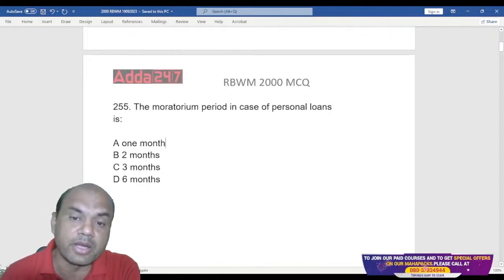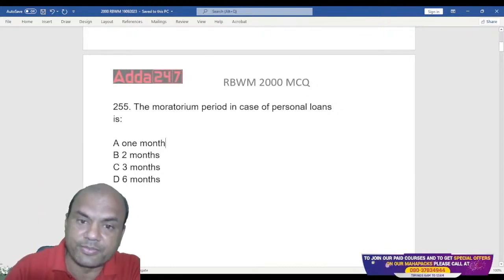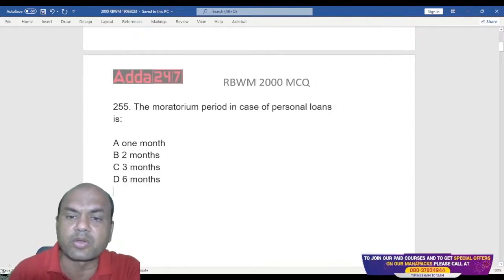The moratorium period in case of personal loans, so in case of personal loans, what is the moratorium period? PL.